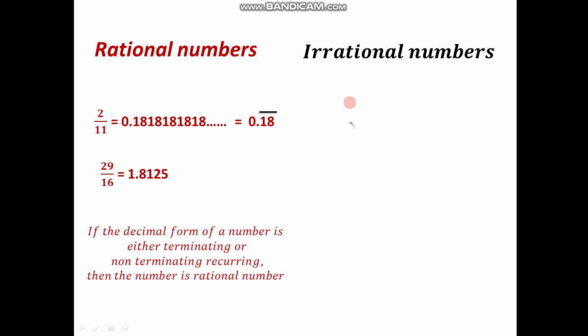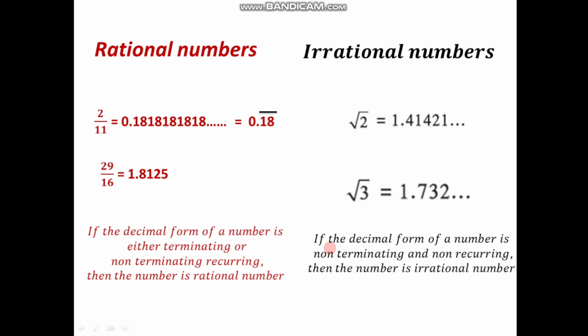And on the contrary, if the decimal form of a number is non-terminating and non-recurring, then such numbers are called irrational numbers. And by this we can define irrational numbers as: if the decimal form of a number is non-terminating and non-recurring, then the number is an irrational number. So by observing the decimal form of a number, we can decide whether the given number is a rational number or irrational number. This is the way by which we can distinguish between rational numbers and irrational numbers.